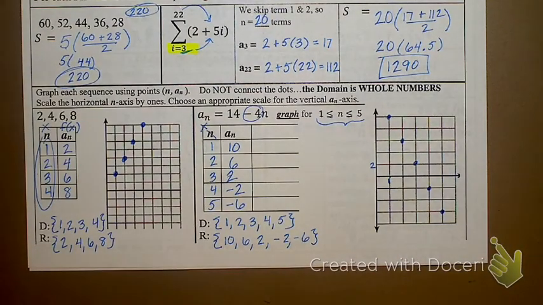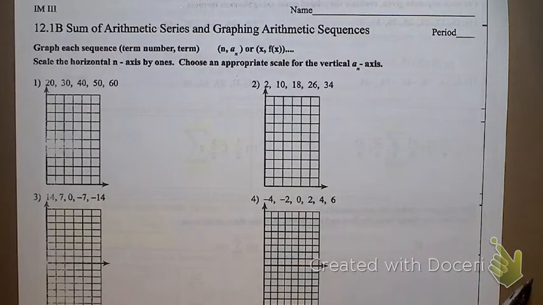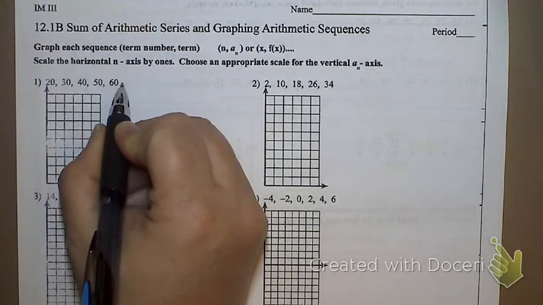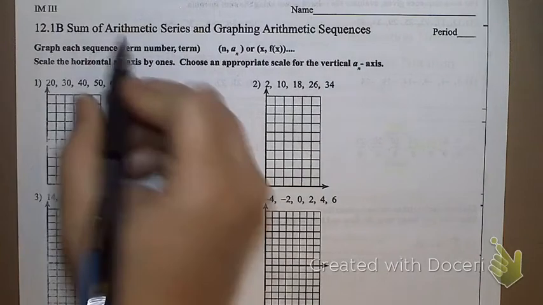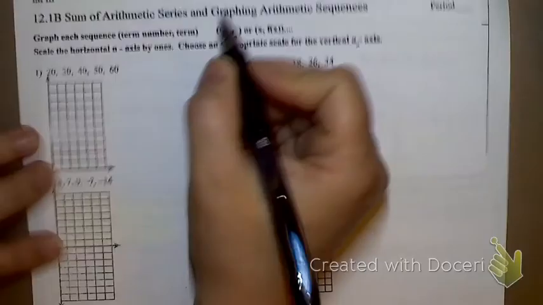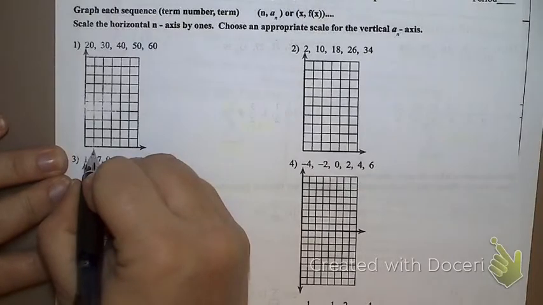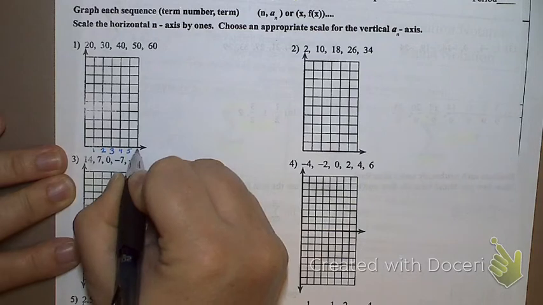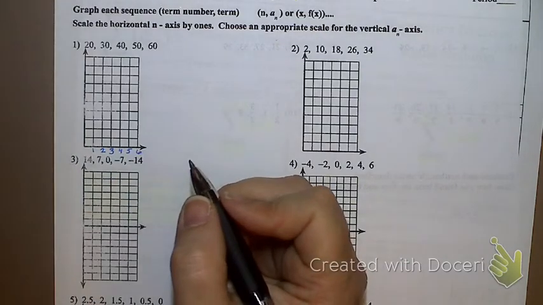Okay. All right, let me explain your homework to you. So for numbers 1 through 6, I have provided you graphs. You do not need to find a sum of anything. You do not need to find an explicit formula. All you need to do is graph the sequence. Now, it says scale the horizontal n-axis, or your x-axis, by ones. In other words, I'm assuming that you are counting by ones here. You don't need to label that if you don't want to.